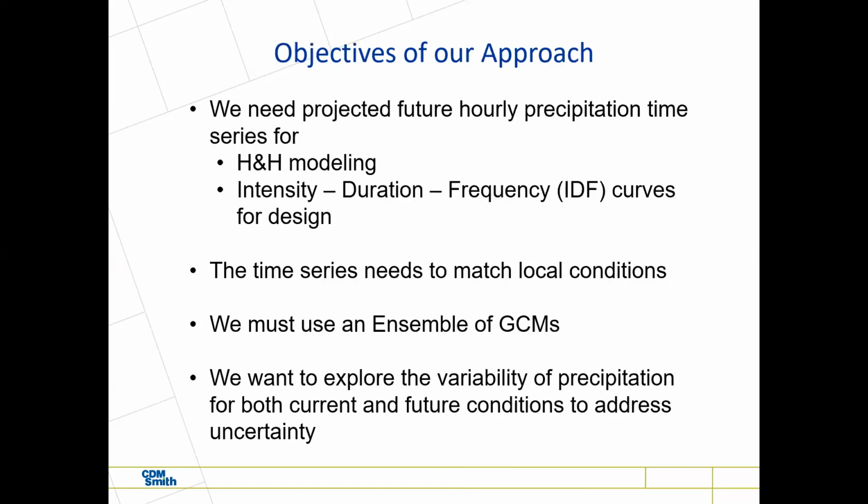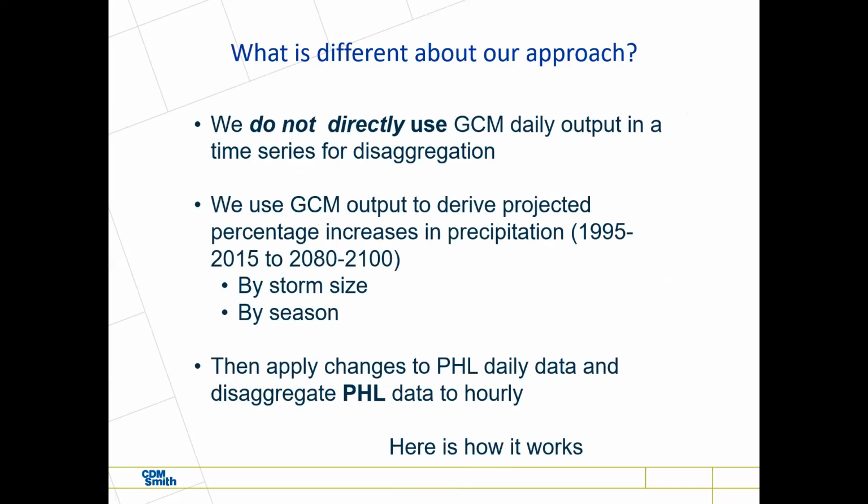So what is the objective of what we decided to do in Philadelphia? We needed to project hourly precipitation for H&H modeling. We wanted to be able to produce intensity, duration, frequency curves for design. But the time series needs to match local conditions. We already indicated we had to use an ensemble, and we wanted to explore the variability. So what's different? We don't directly use the GCM output. We use GCM output to derive percentages increased by storm size and by season, and then we apply these to an actual time series from the Philadelphia gauge.